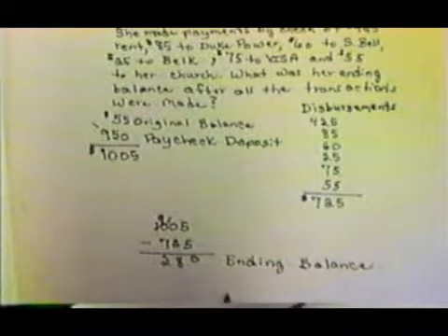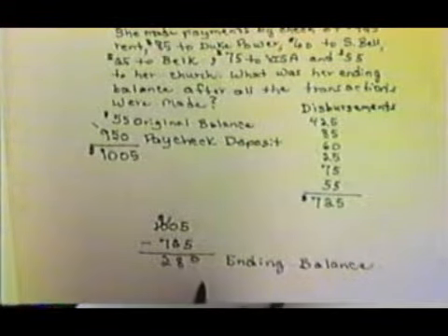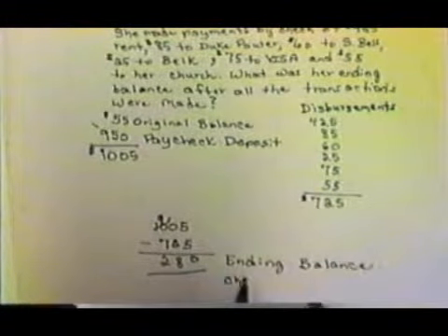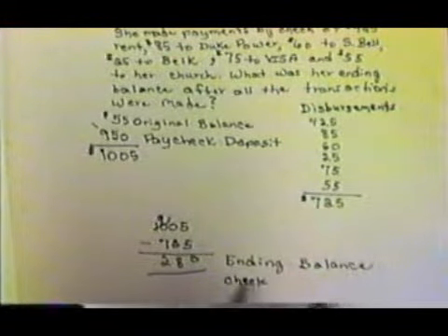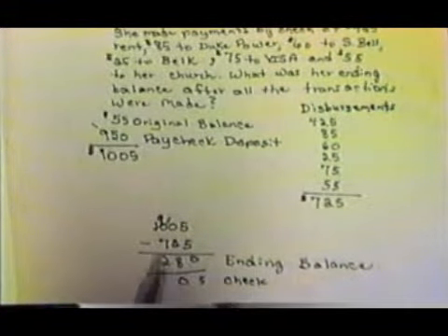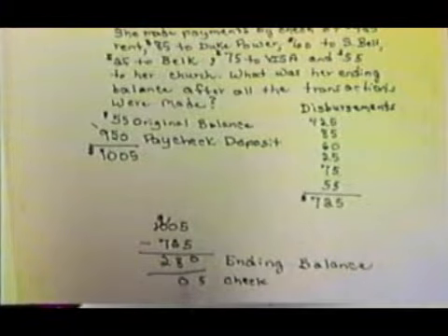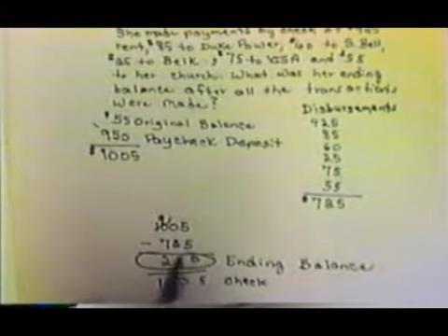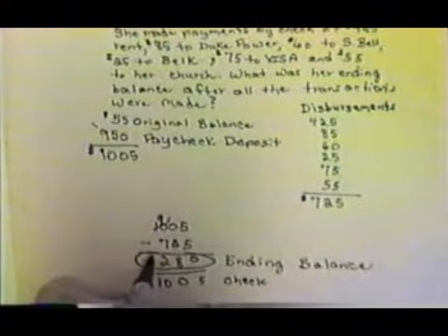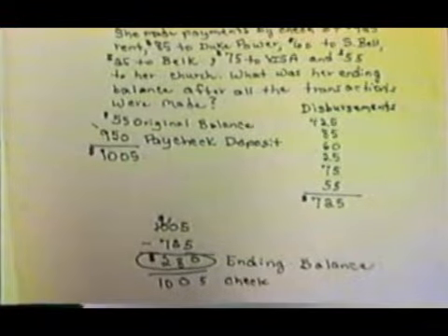And we could check that. In fact, I'll put the check right here. 5 and 0 is 5, 2 and 8 is 10, carry 1, 1 and 7 is 8, and 2 is 10. So it did check. But this is our ending balance, and because it's money, we need to make sure that we put the dollar sign. So she has $280 left in her checking account after she paid the bills.